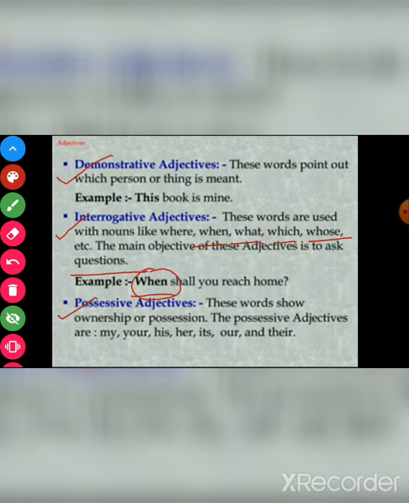Next is possessive adjective. These words show ownership or possession. The possessive adjectives are my, your, his, her, its, our and their. So possessive adjectives show possession or belonging. You can take the example: His books are on the table. Whose books are on the table? His books are on the table.